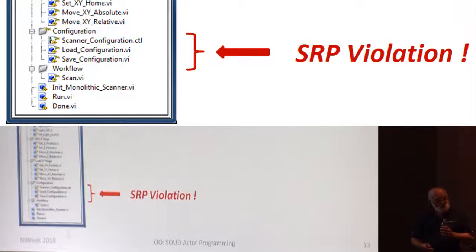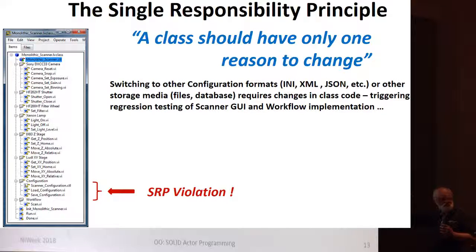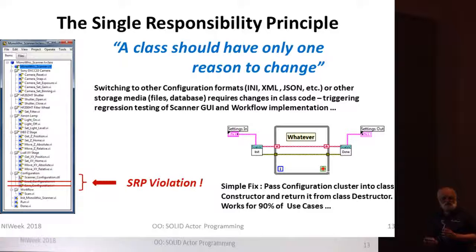And this wouldn't happen at incremental cost, because after touching the code, you need to test it, then you need V&V resources, and it takes time to do that. So an easy way that works in 90% of cases is to load the configuration elsewhere and just inject it, pass it to the scanner as a cluster, then the scanner works, and when you destroy it, it passes out the latest configuration.